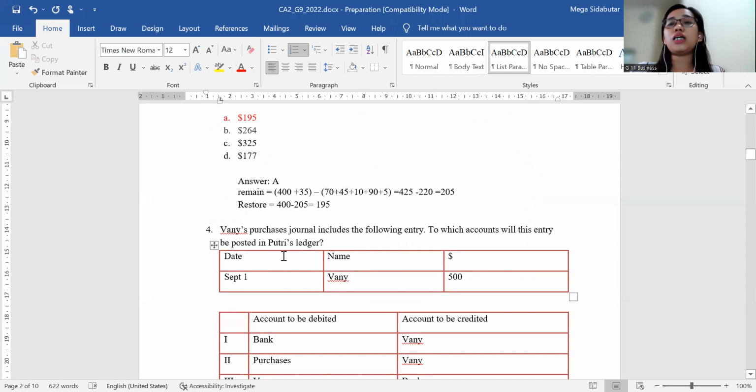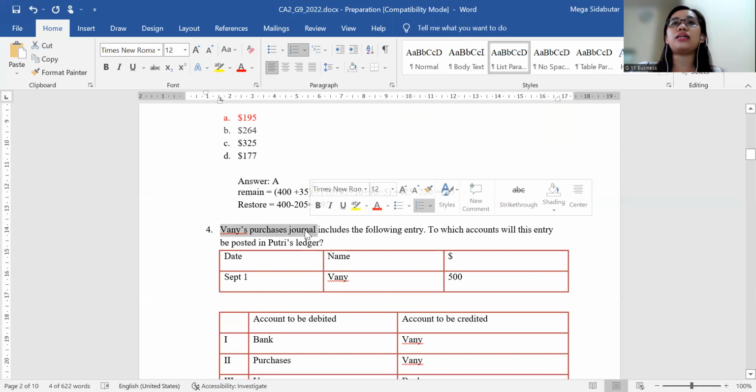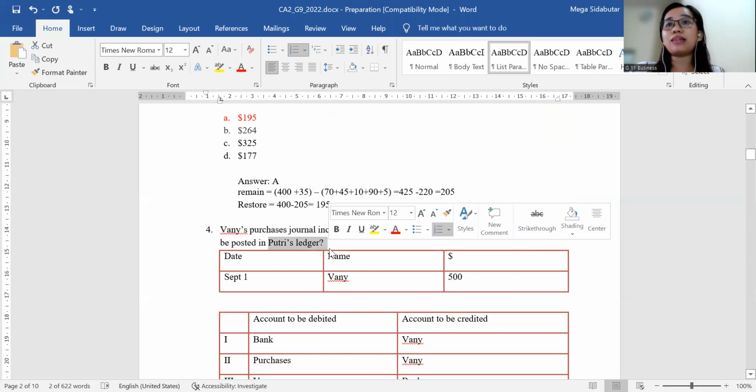Bunny's purchase journal includes the following entry. To which account will this entry be posted in the Putri ledger? We already know it is Bunny's purchase journal. It means Bunny is purchasing, right? This one is from the Putri side.